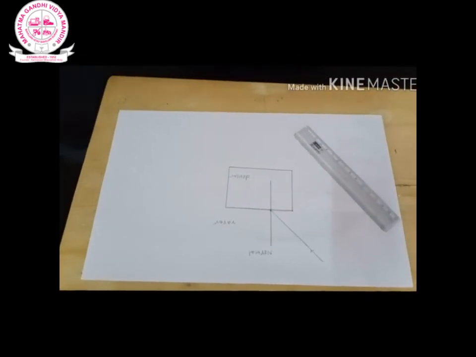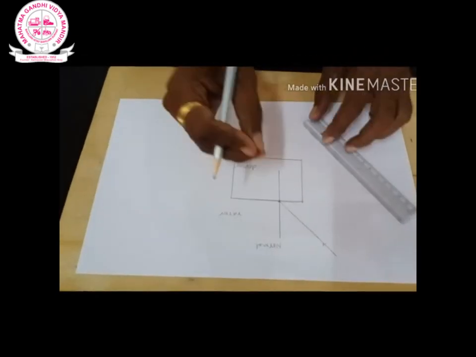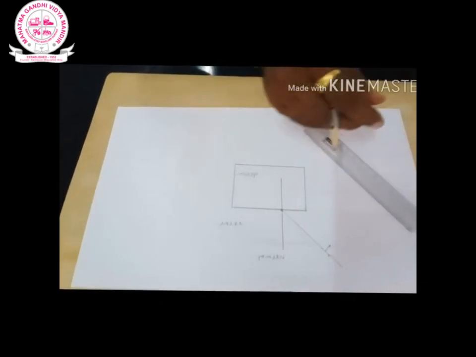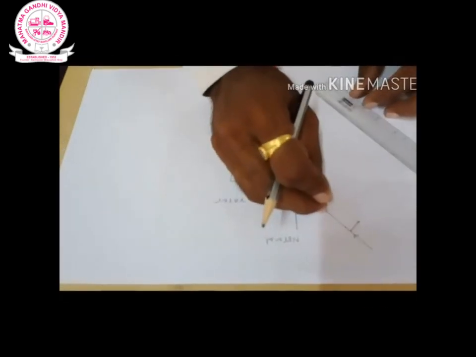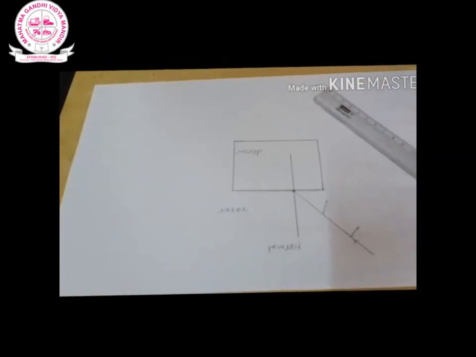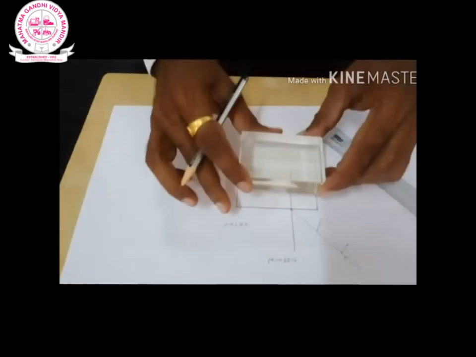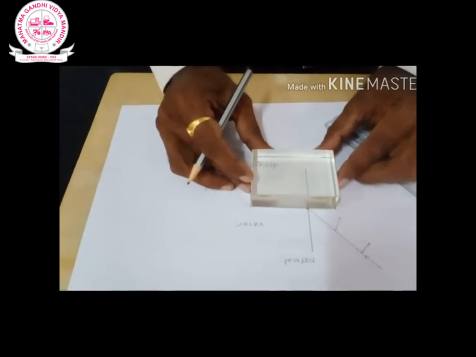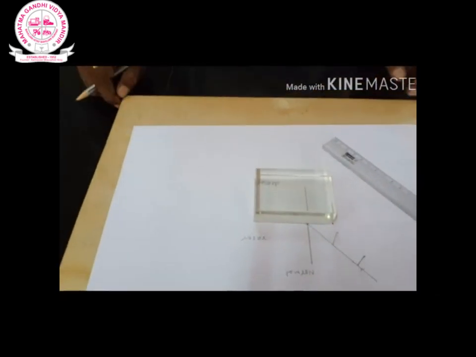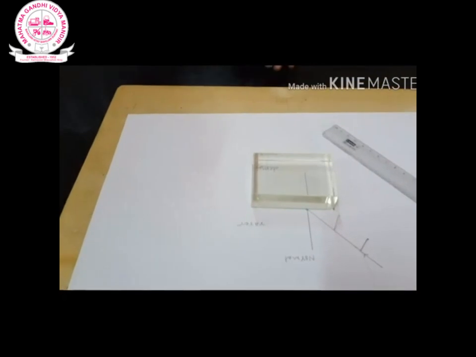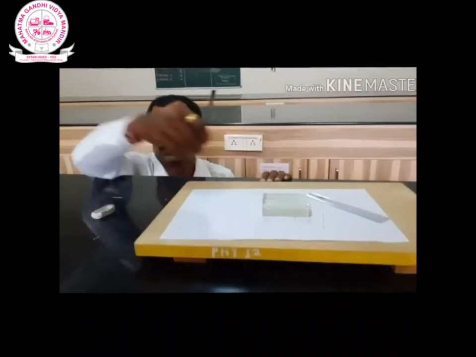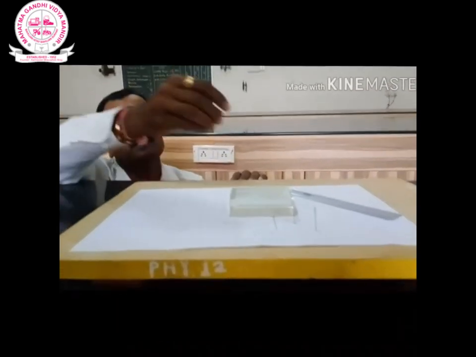Now take two pins and fix them vertically on this incident ray, like this way. Now put the glass slab on its previous outline exactly. Now observe these pins from other side of the glass slab, and put two other pins in the same line.